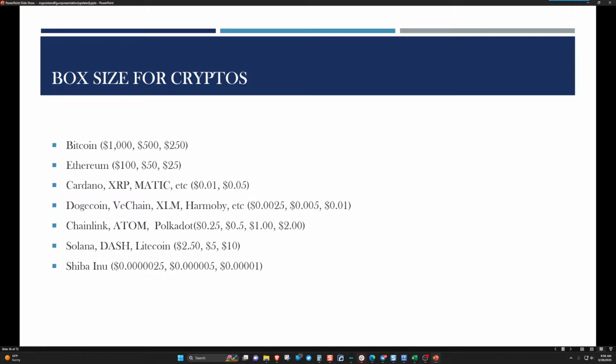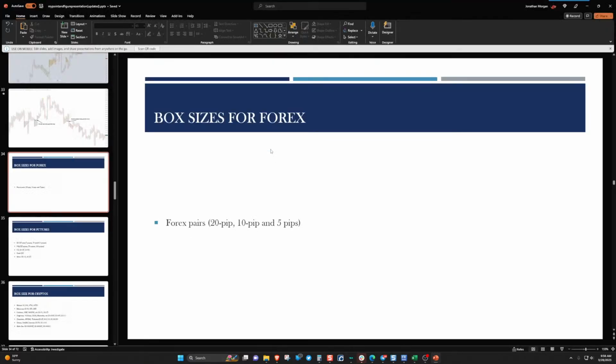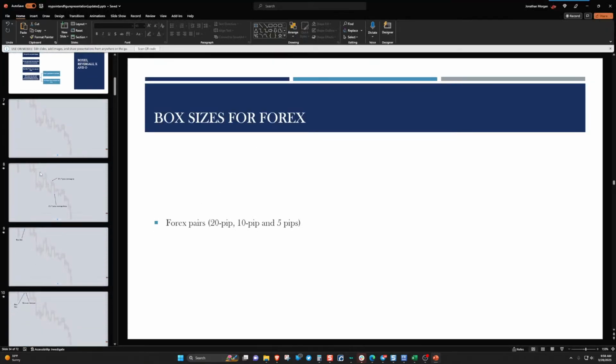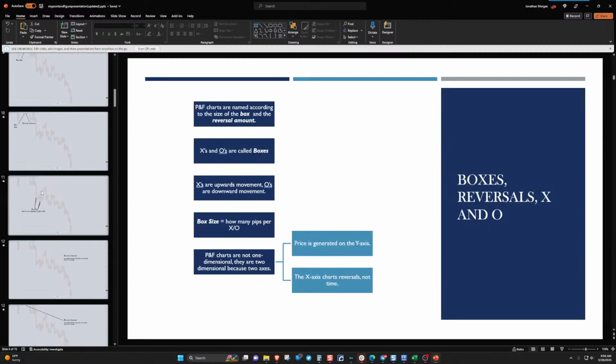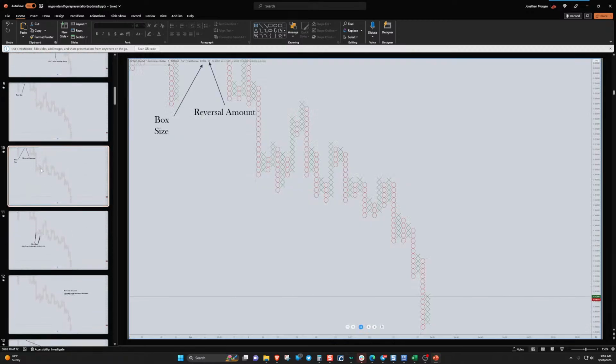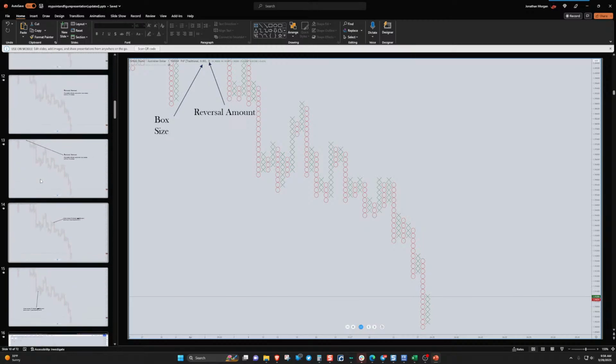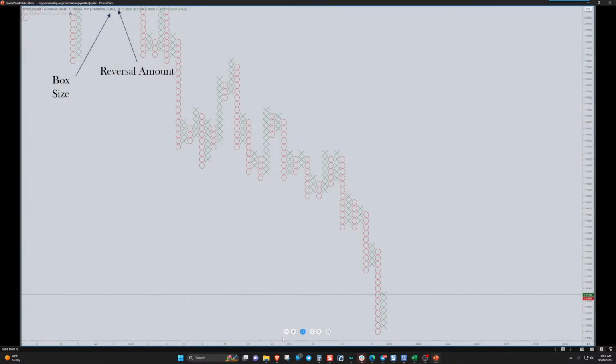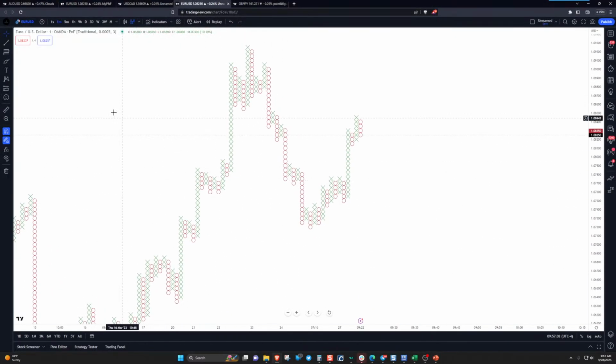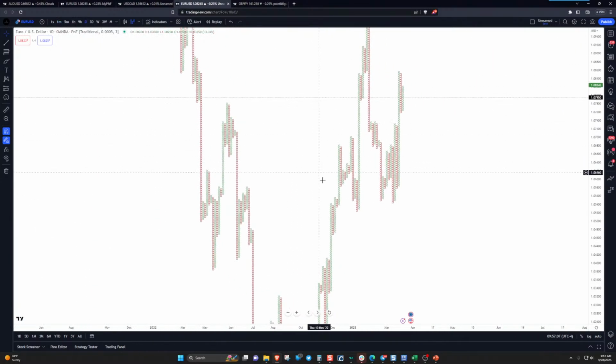Why do I pick these? Because you'll find out with the instrument that you trade that you don't want an instrument that looks like this. When we go to, one sec here, it's the reversal amount. Go back here. We don't want it to look like this. This is not a very good chart.